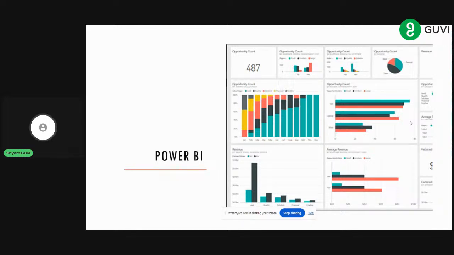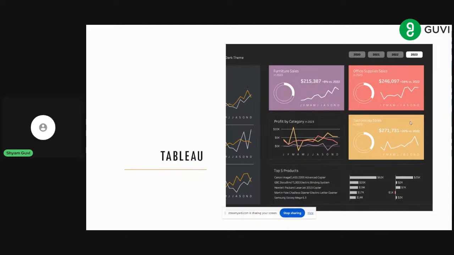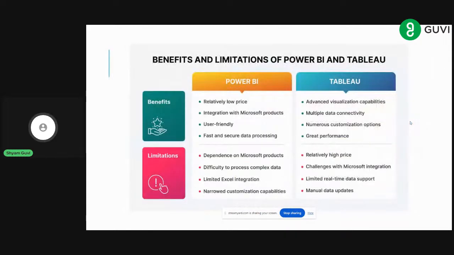And dashboards can be made using either Power BI or Tableau. Both are great tools. There is a comparison between Power BI and Tableau as well, which you can see here. Power BI is a bit low cost, Tableau is a bit higher priced. Power BI is a bit more user friendly, with integration with Microsoft products, obviously, because it is made by Microsoft. Tableau offers fast and secure data processing, though there are certain limitations, integration wise, or difficulty in processing complex data. So it depends on your requirement, guys. If you are dealing with a massive amount of data, you can prefer Tableau. Even Power BI can handle those things, but customization is a lot more in Tableau. It is limited in Power BI, but for a beginner or an initial learner, Power BI is good.